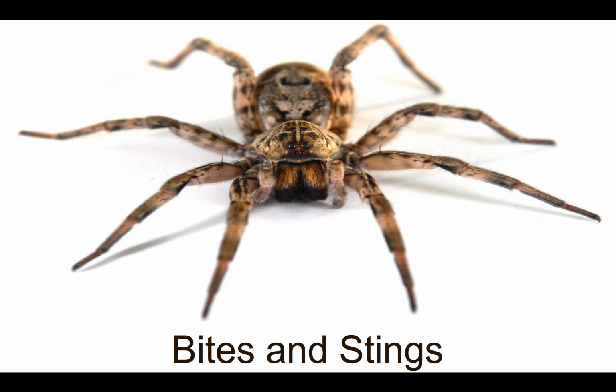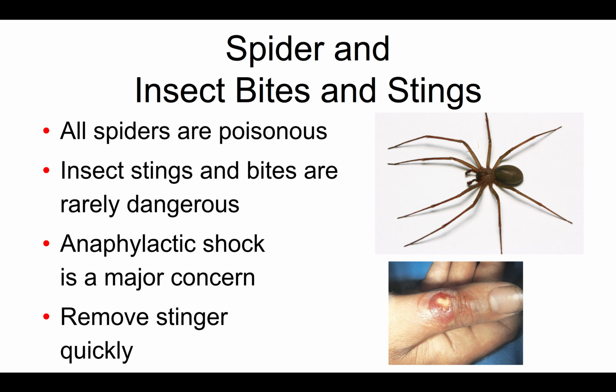Okay, we're going to switch to bites and stings now. So with spiders and insect bites, all spiders are poisonous. Most of them just don't have large enough fangs to actually pierce human skin, and or the poison isn't toxic enough to affect humans. There's only a few that are dangerous to people.